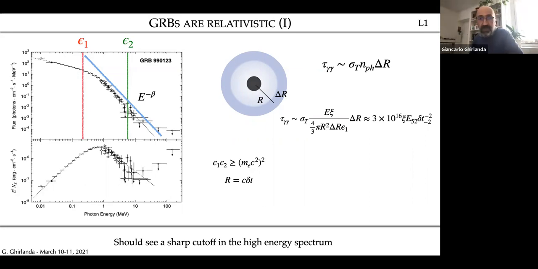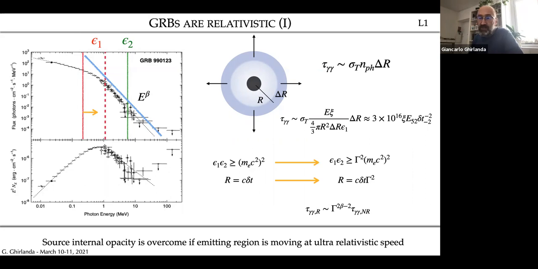How to solve that? Of course, by invoking relativistic expansion, because if the shell, instead of being static, is expanding relativistically with a Lorentz factor gamma, you have to introduce relativistic corrections to this argument. The first one affects the energy threshold for photon-photon interaction. If photons with energy epsilon1 and epsilon2 annihilate in the co-moving frame, the observer sees the photons with a blue-shifted energy, each by a factor gamma. So the photon-photon threshold transforms into a threshold which is shifted by a factor gamma squared.